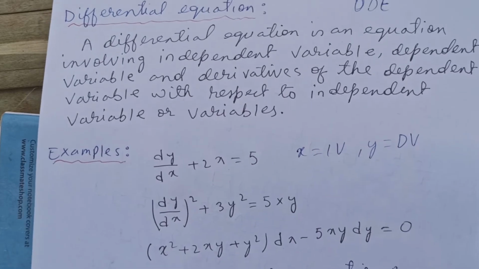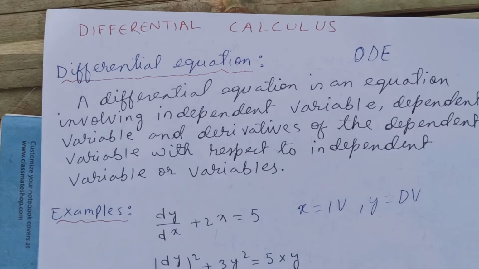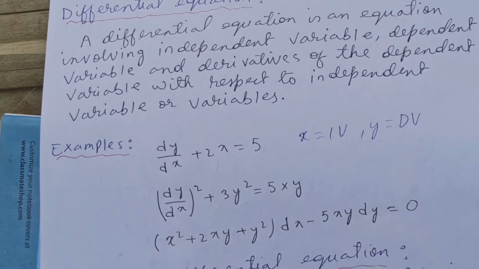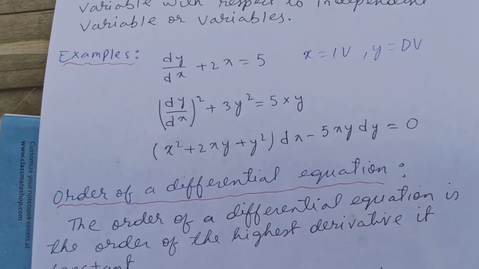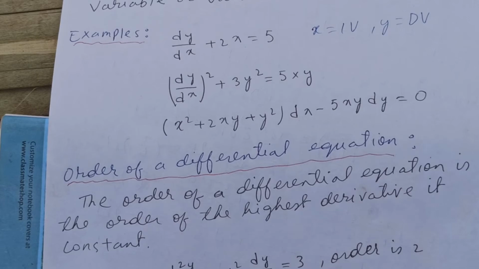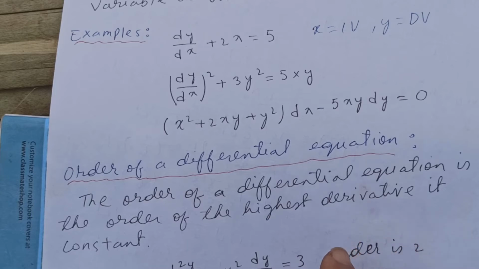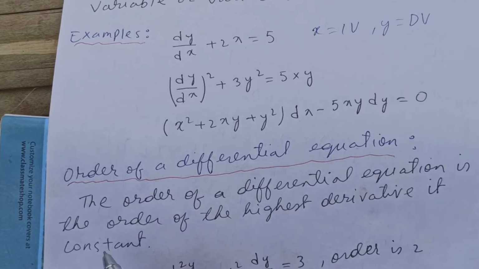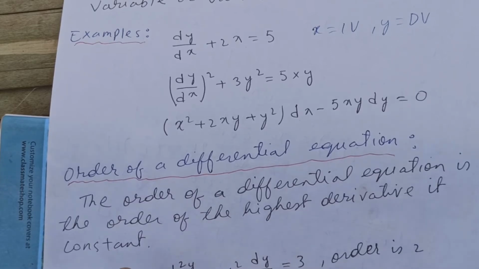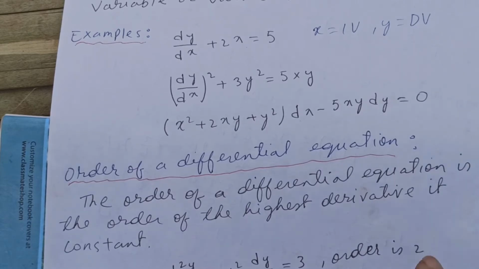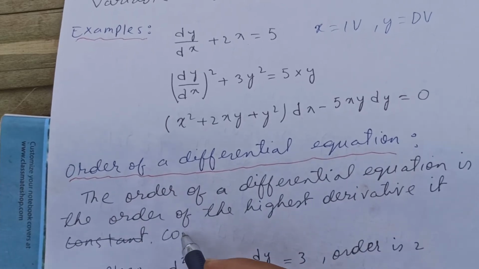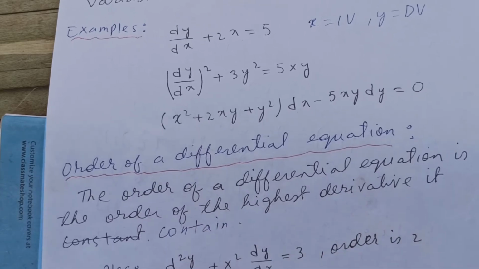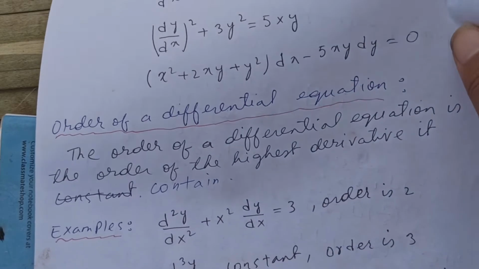Now since we already know the meaning of a differential equation, let's go to order. In a differential equation like this we have an order. So what do we mean by order here? The order of a differential equation is the order of the highest derivative it contains.